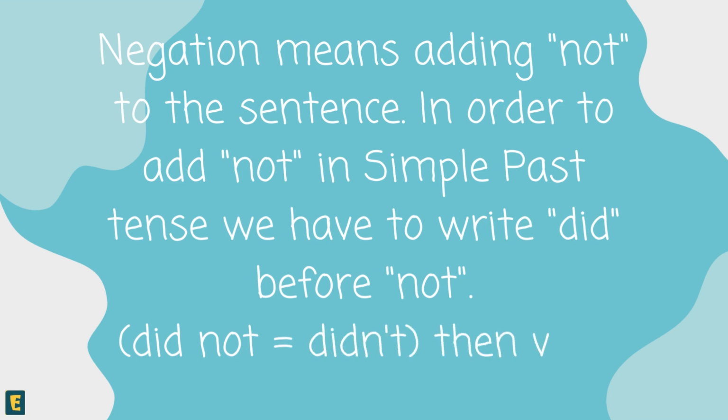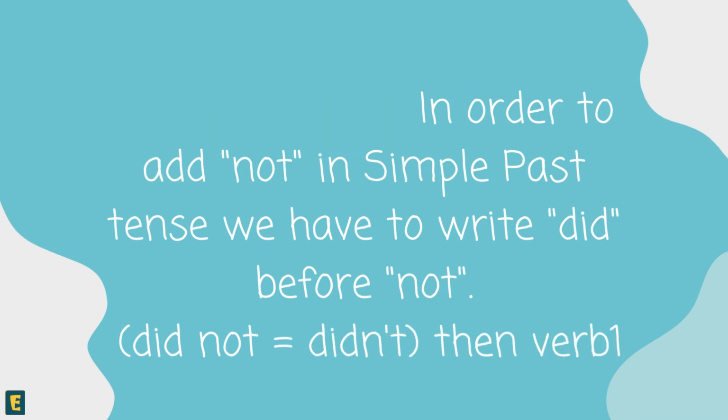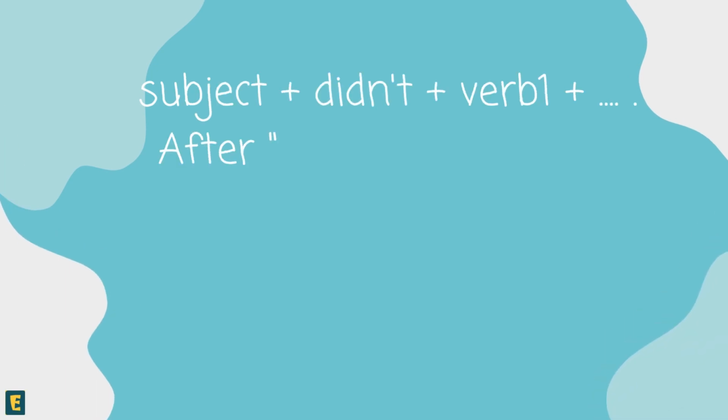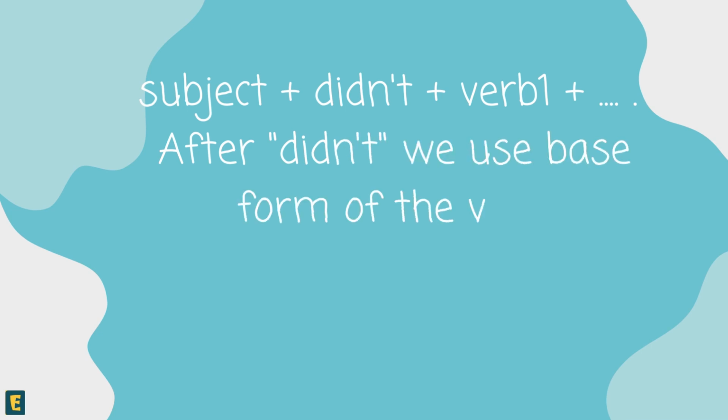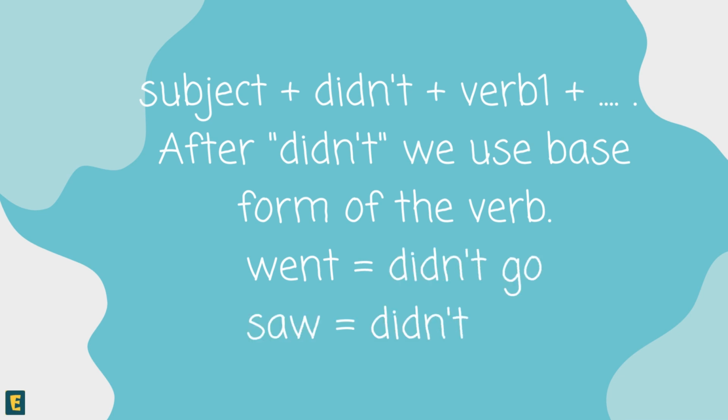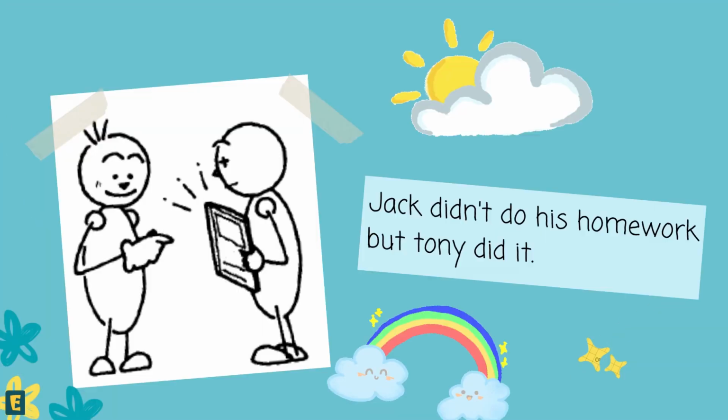Didn't or did not. The general form of the sentence أو الشكل العام للجملة بيبلش دائما بالsubject then didn't then verb 1. Verb 1 means the base form of the verb يعني الفعل المجرد بدون أي إضافة. هون في عنا two examples went didn't go والسو بتصير didn't see.